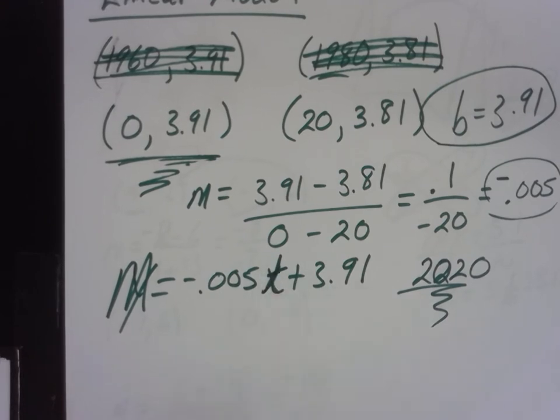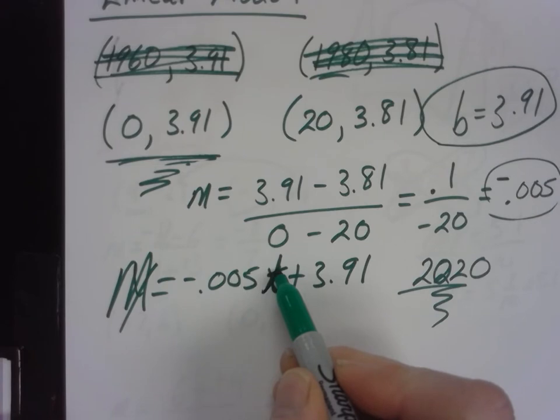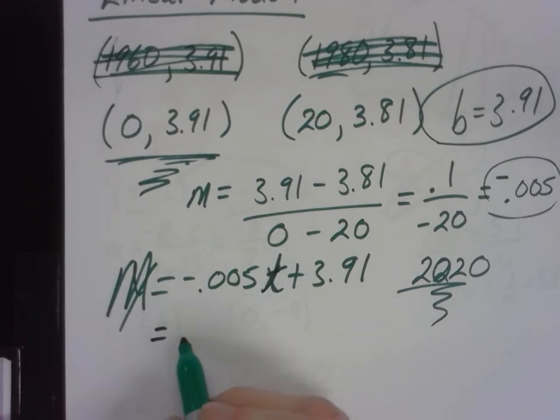How many years are we out from 1960? Is it 80 years? 60 years? Yeah, 60 years. From 1960 to 2000, that's 40, and then 20 more years, right? So all we got to do is put a 60 right here. Do it. You got a calculator?